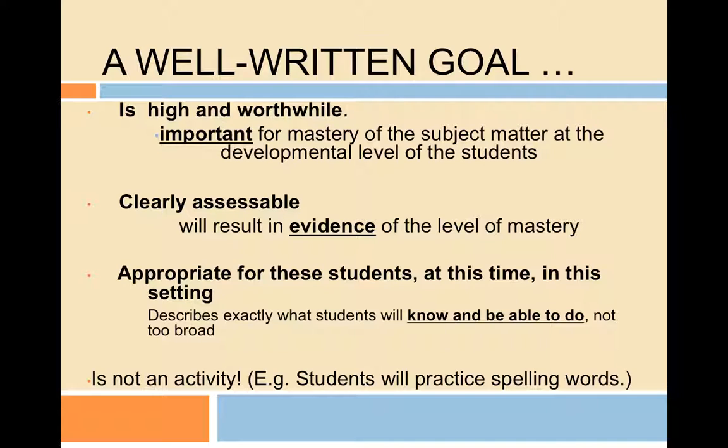So you want to make sure that in your written commentary and in your planning, you're figuring out how am I going to know, what am I going to use as my evidence that the students have achieved mastery and or have achieved their goal. And it's appropriate for the students at this time and in this setting. It describes exactly what the students will know and be able to do, and it's not too broad. Be careful. Many times teachers have thought they have written a goal and they've actually written an activity. So if it's something that a student can do in one sitting, it's not a goal. This is something that is achieved over multiple activities or multiple lessons.